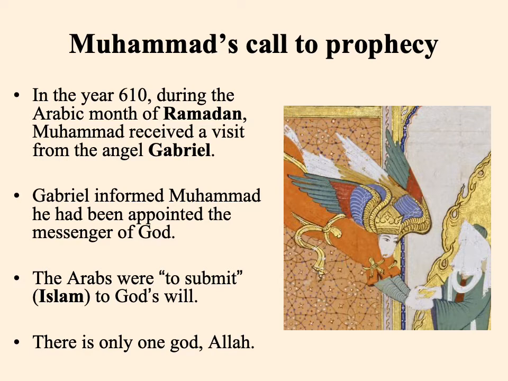And so the essential message to Muhammad was that he had been appointed the messenger of God, and the message was pretty simple. There is only one God, Allah, and the Arabs are to submit to God's will. I think we mentioned earlier that the actual literal translation of Quran is recitation, and that is how Gabriel began his message to Muhammad, by commanding him to recite.